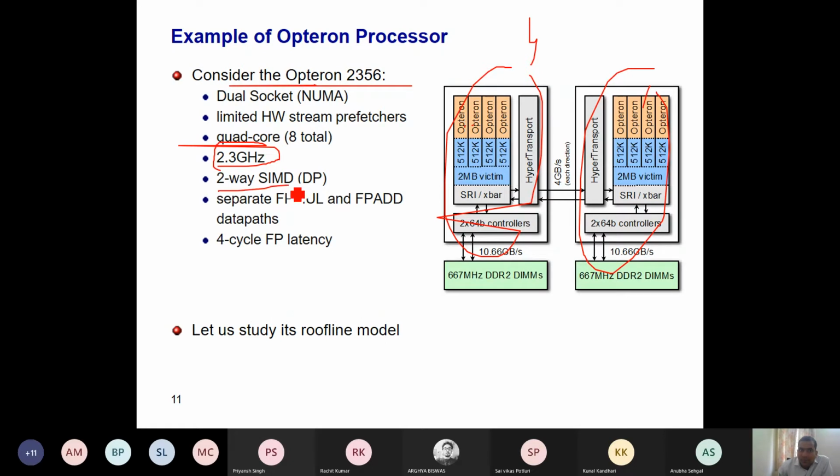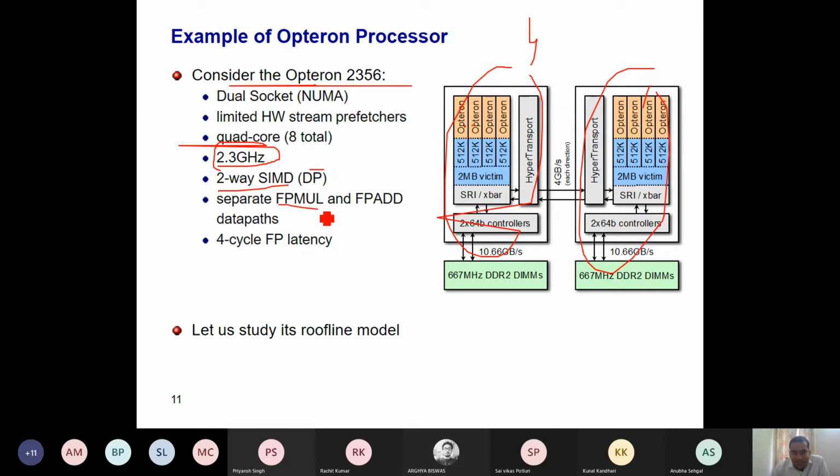It is two-way SIMD. That means the vector length is 2. SIMD is vectorization, so the vector length is 2. That's why it's called two-way SIMD, and it performs double precision operations. So this is a conventional CPU. In conventional CPUs, we mostly rely on double precision, but in deep learning accelerators, they are going for very low precision, as we'll see in more detail a little later.